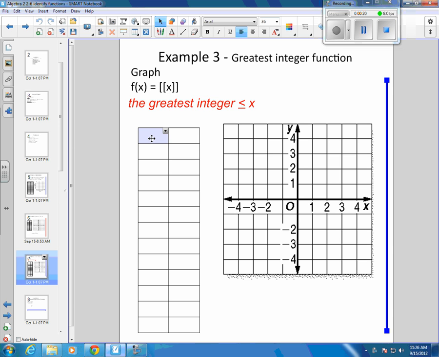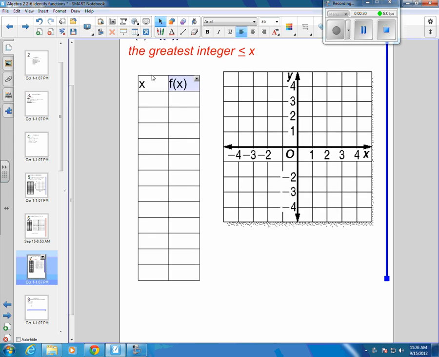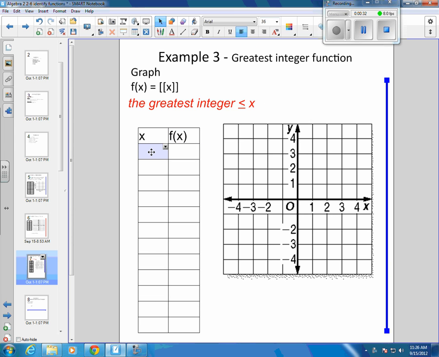So let's try some values here. So we've got x, and we've got our f of x. And we want to put some values down here. So let's start with something easy, 0. So if I put 0 in there, is 0 less than or equal to 0? That would be true. Okay, so 0 would be 0.